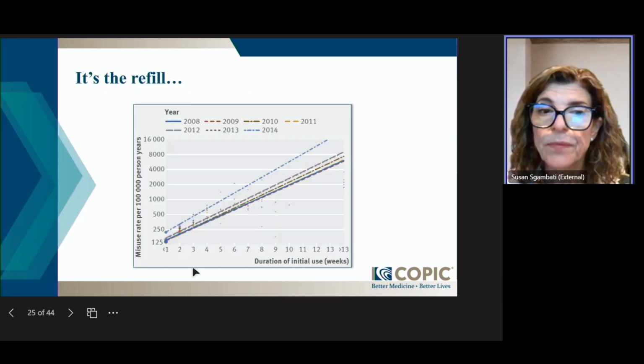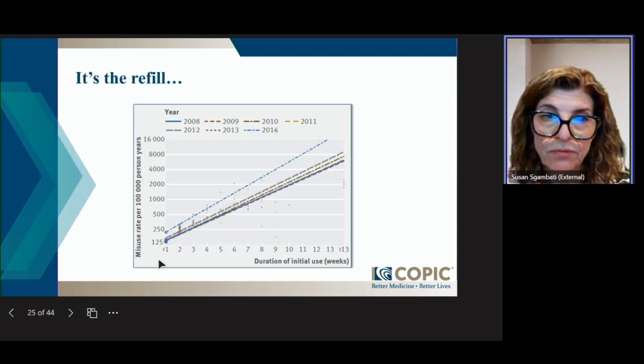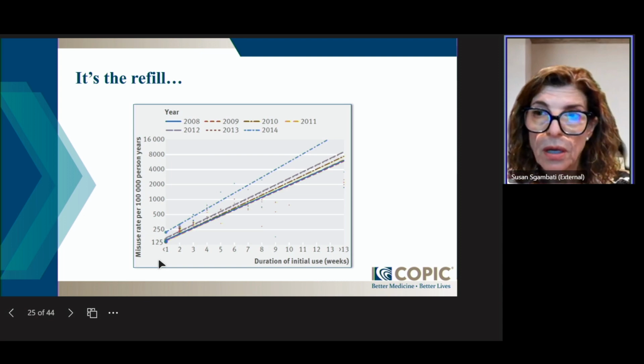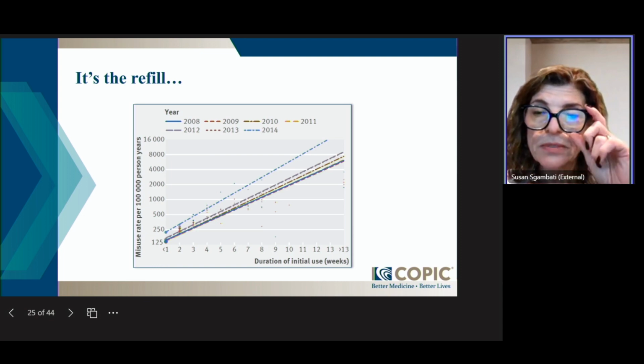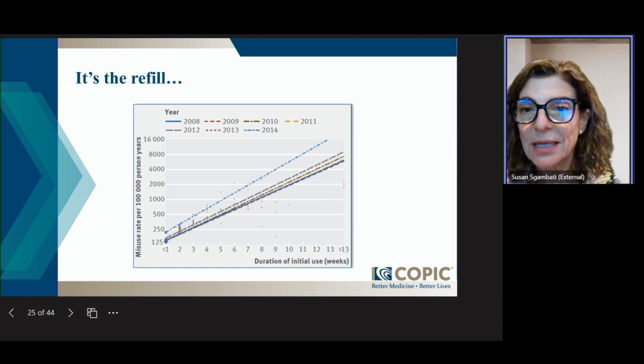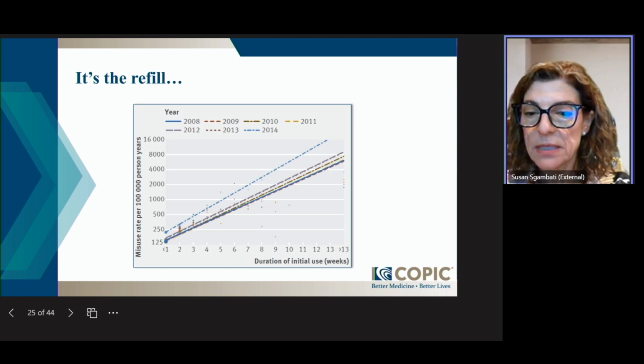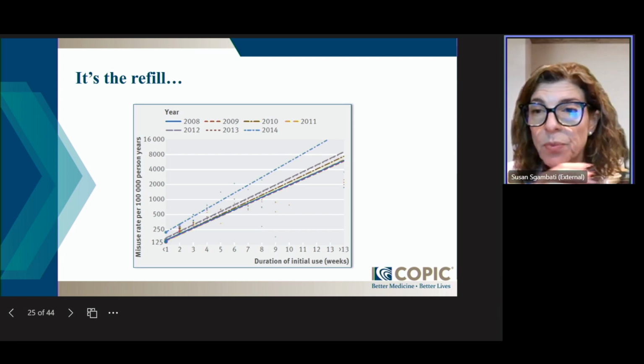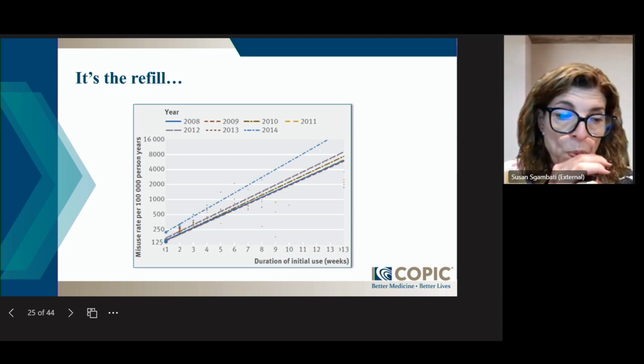Another bit of data, refilling it is also going to cause problems. Each additional week is associated with another 20% increase in misuse. So it's pretty profound numbers.